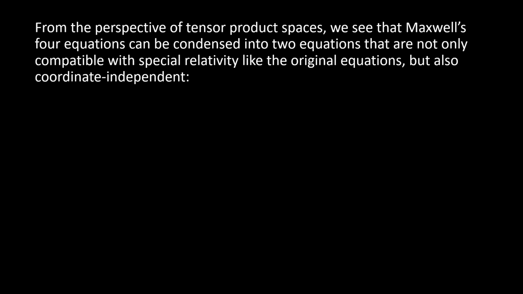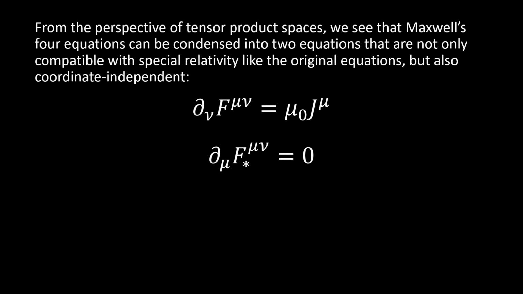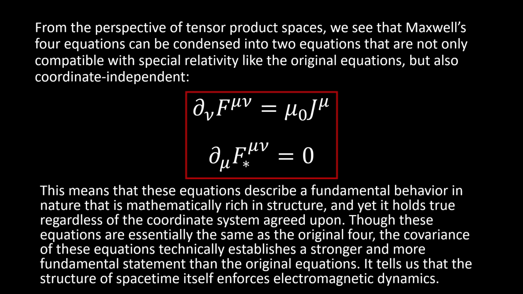From the perspective of tensor product spaces, we see that Maxwell's 4 equations can be condensed into 2 equations that are not only compatible with special relativity like the original 4 equations already were, but now also coordinate independent. And this is all of electromagnetism condensed into 2 equations. This means that these equations describe a fundamental behavior in nature that is mathematically rich in structure, but yet also holds true regardless of the coordinate system agreed upon.